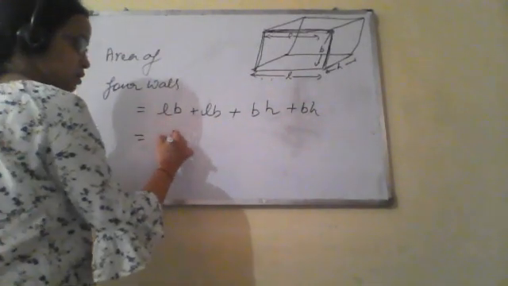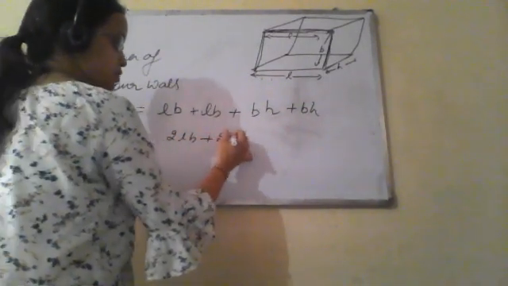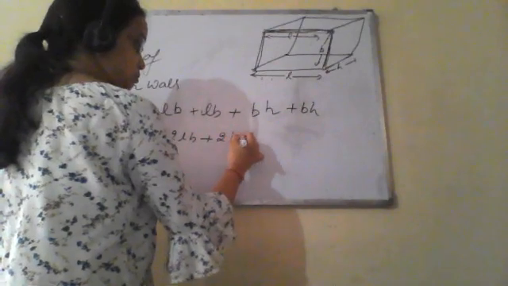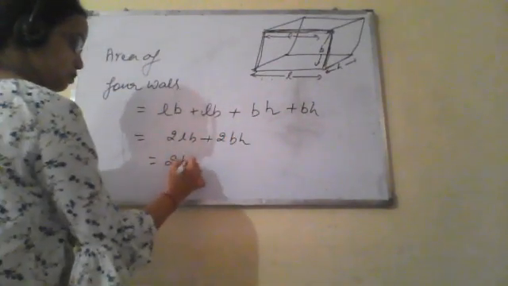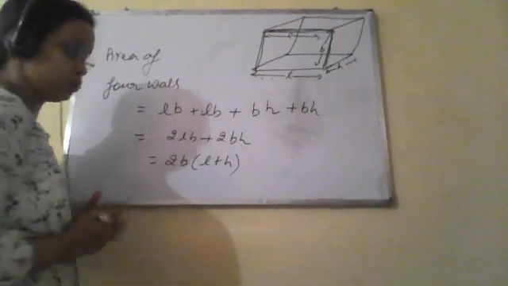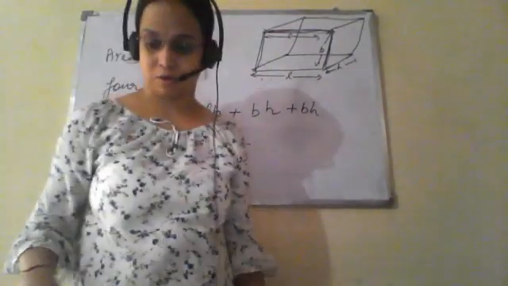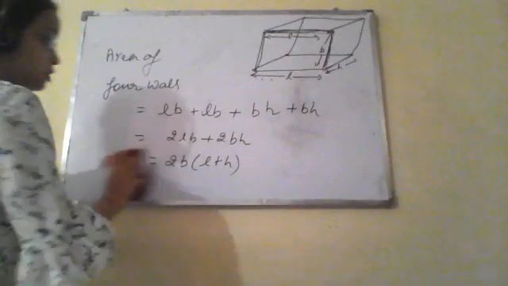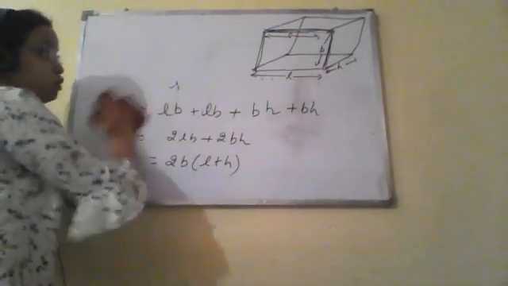Okay, it is 2LB plus 2BH, and 2B we can take common. This is 2B(L plus H). Okay, so this way you can calculate the area of four walls. So this was all about the surface area and area of four walls of a cuboid.